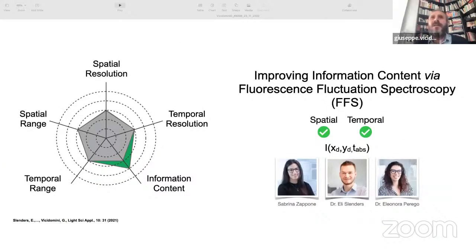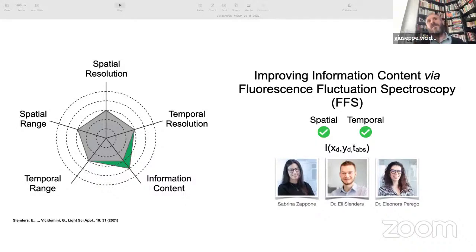Another very important example that we are exploring in our lab, and which tries to leverage the new information, especially temporal information provided by the SPAD array, is in the context of fluorescence fluctuation spectroscopy. I think you are aware that if you are using a laser scanning microscope, since you need to do raster scanning, unfortunately your temporal resolution is limited by how fast you can build up your images.